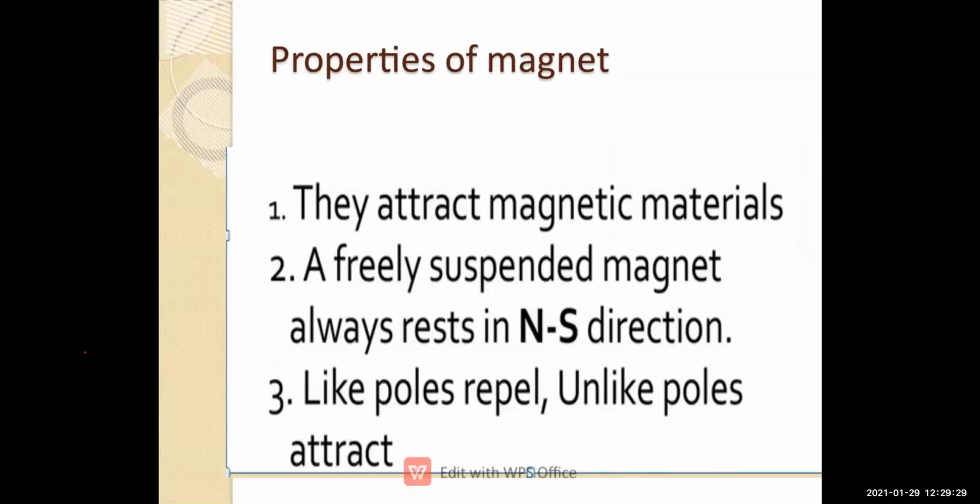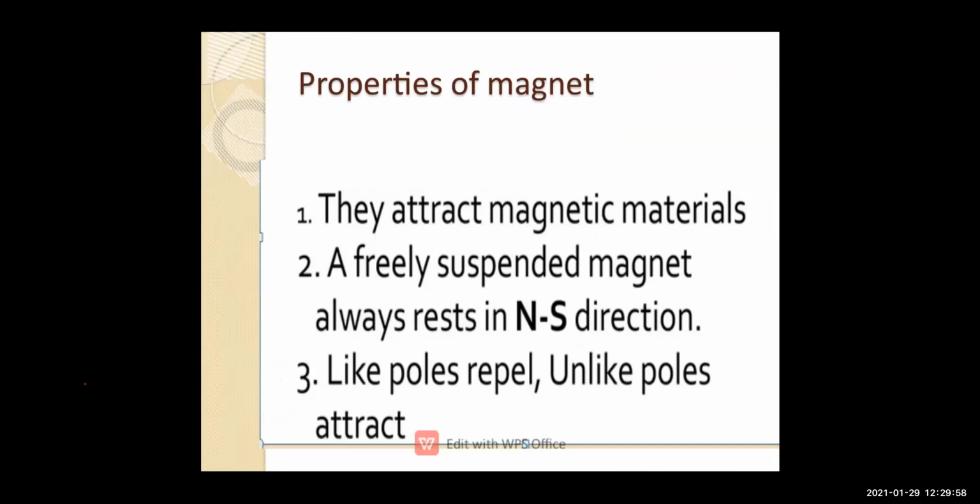Now, properties of magnet. In the first slide itself we have seen a property of magnet. What is the property of magnet? We have seen that the magnet attracts magnetic materials. So what are magnetic materials? Iron, nickel and cobalt. If the objects are made up of iron, nickel and cobalt, then they get attracted towards the magnet. So attraction is one of the properties of a magnet. What is the first property of magnet? That is attraction.